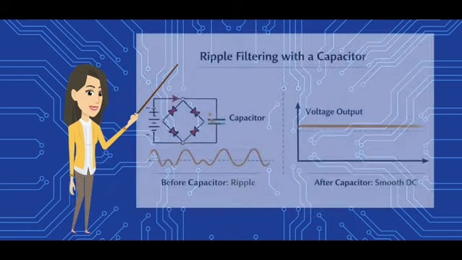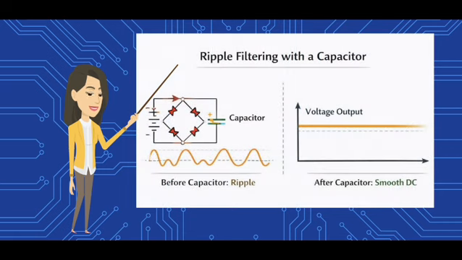Now let us see how a capacitor helps in ripple filtering using a bridge rectifier. First, look at the waveform without a capacitor. The bridge rectifier converts AC into DC, but the output is not a smooth DC voltage. Instead, we get a pulsating DC signal. The voltage continuously rises and falls. These variations in the DC output are called ripples. This is called ripple voltage.